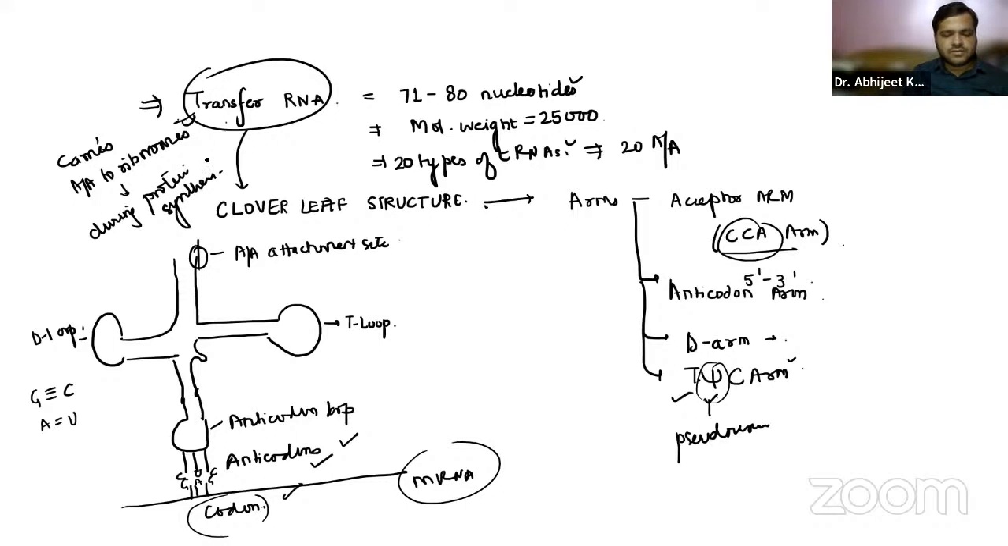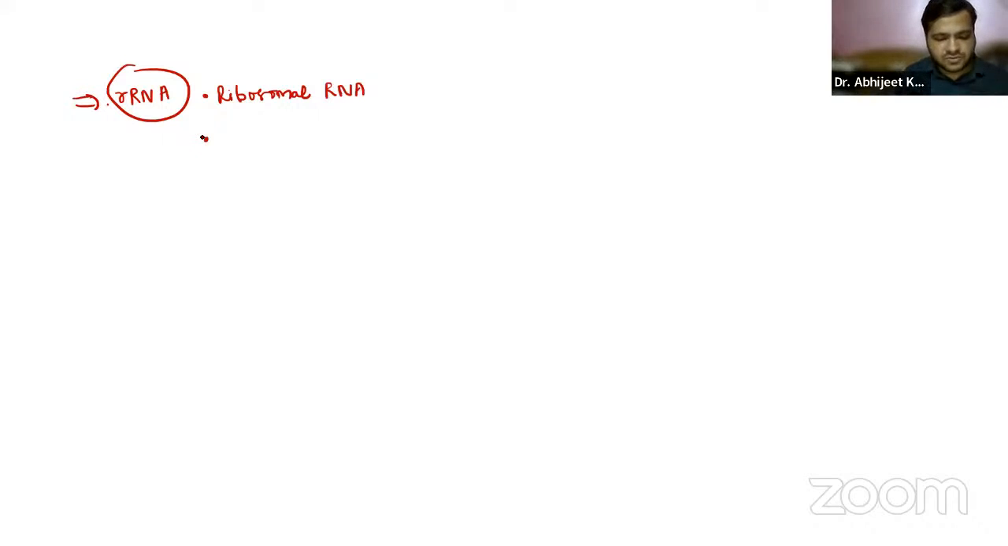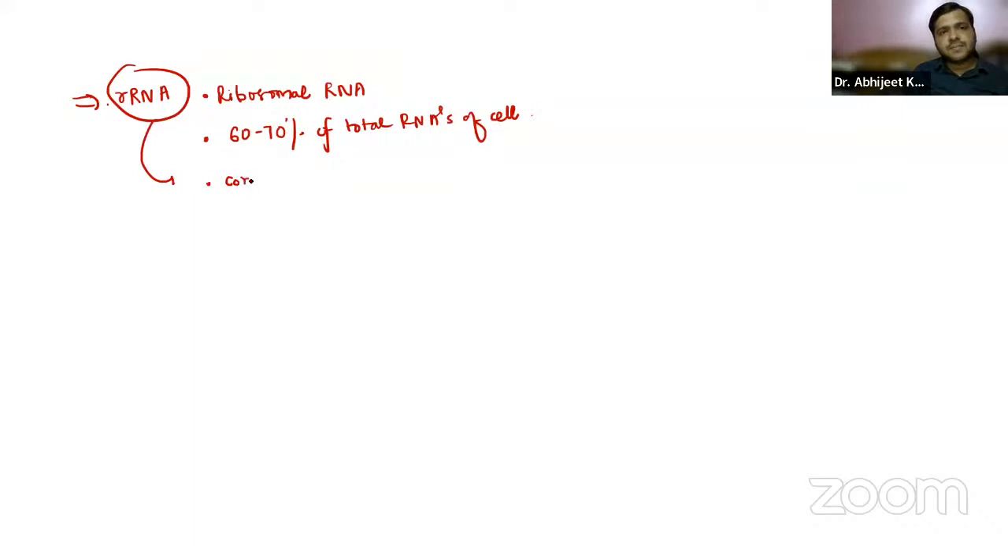Coming on to the rRNA. rRNA is also called ribosomal RNA. It contributes nearly 60 to 70% of the total RNAs of the cell. Most of the rRNAs combine with protein and together they exist as ribosomes.